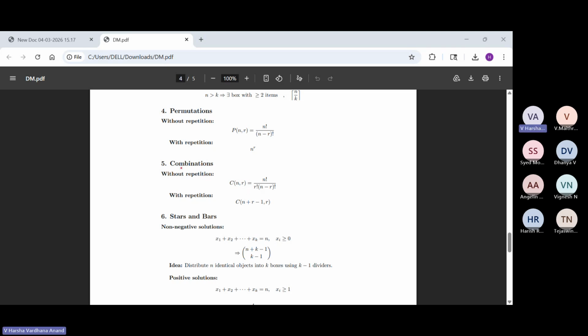Here combination is without repetition. Same idea, C of n comma r is nothing but n factorial by r factorial into n minus r factorial. And if repetition is allowed, as in, you can have the same object there more than 2 times, then it will be C of n plus r minus 1 comma r. This is just formula. If you just memorize these 4 formulas, this entire part of unit 3 will be very easy. Most of it comes from these formulas.